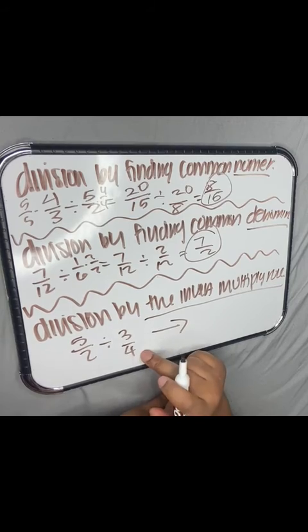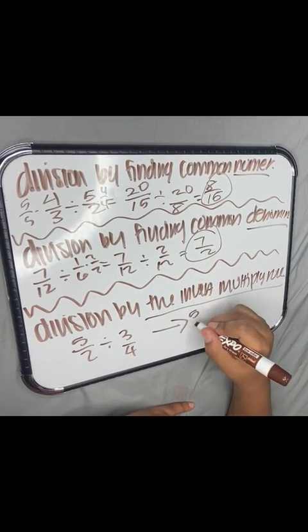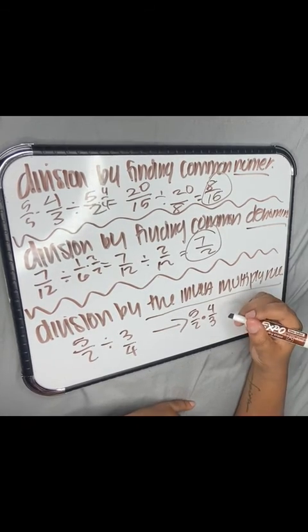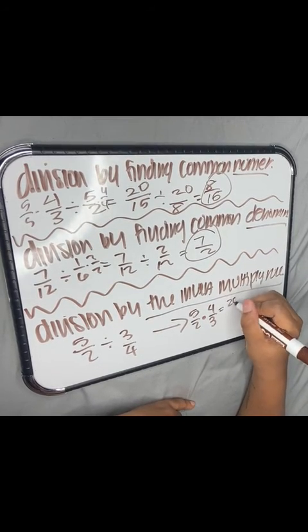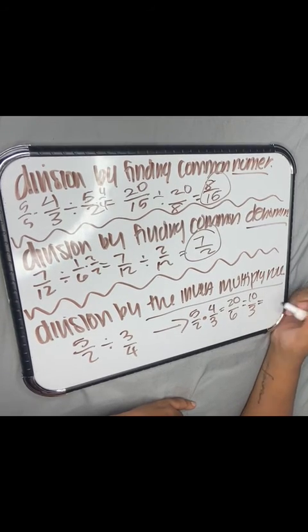Now we need to multiply 5 halves by the reciprocal of 3 fourths to get the answer. So 5 halves multiplied by the reciprocal of 3 fourths, which is 4 thirds. Any reciprocal of a fraction is just flipped. That gives us 20 over 6, which is also equal to 10 thirds. And to put that in mixed form, it will be 3 and 1/3.